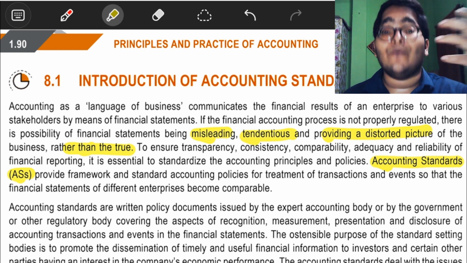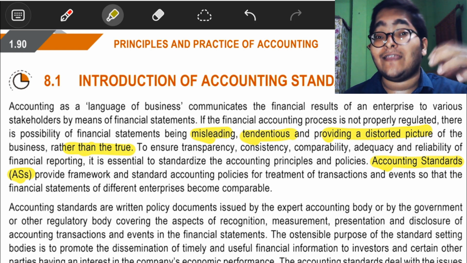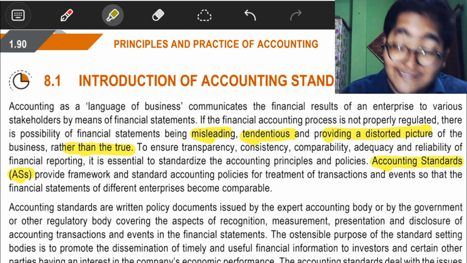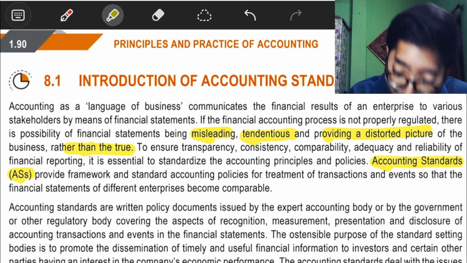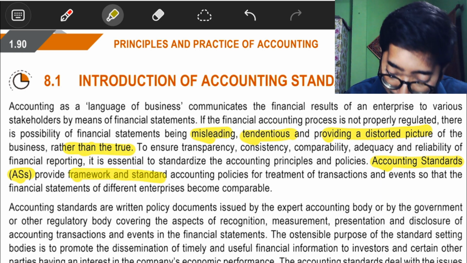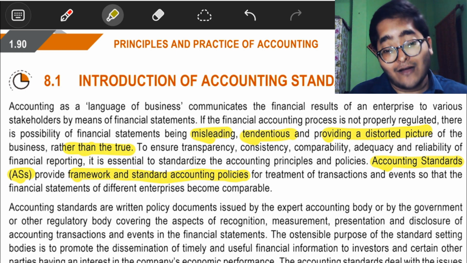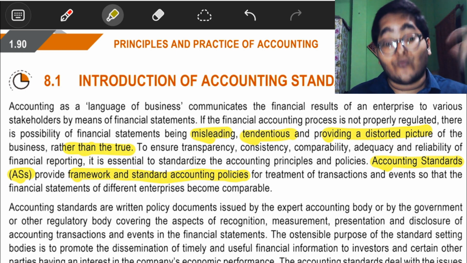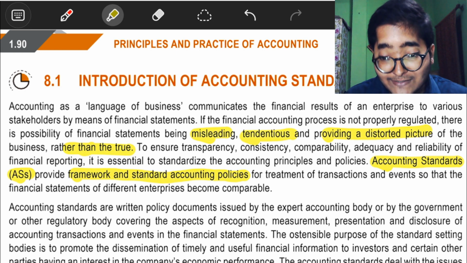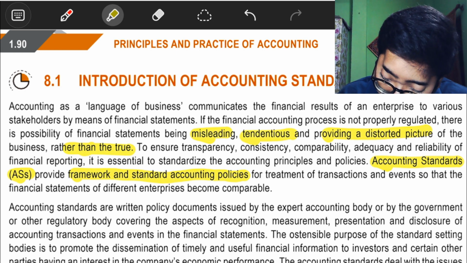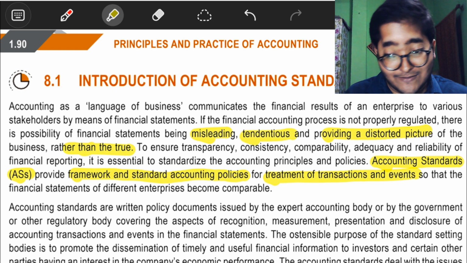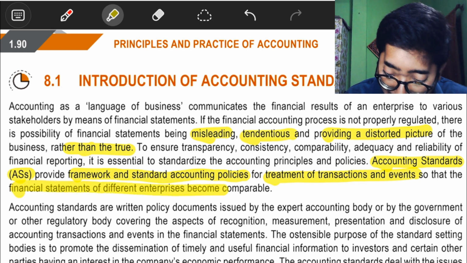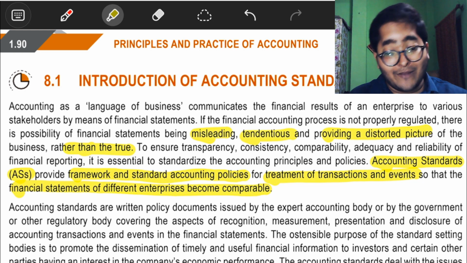Accounting standard. What is an accounting standard? Accounting standards are the standards of accounting which provide a framework and standard accounting policies. It provides a framework and also provides a standard accounting policy for treatment of transactions and events so that the financial statements of different enterprises become comparable.